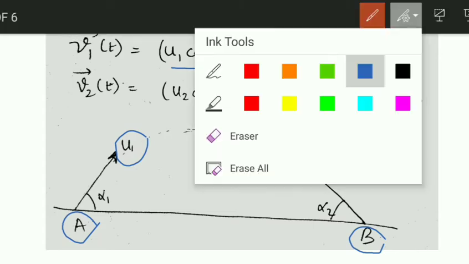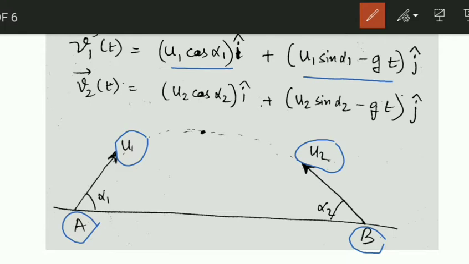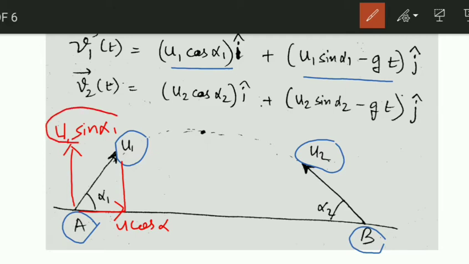Still, if you want some more explanation, this u1 I can resolve into two components. One is the horizontal, other one is the vertical, u1 sin alpha 1. So this u1 sin alpha 1 will be under the influence of gravity, which is acting downwards. So u1 sin alpha 1 minus gt, that is the velocity in the y direction, and in the x direction the velocity will remain constant.